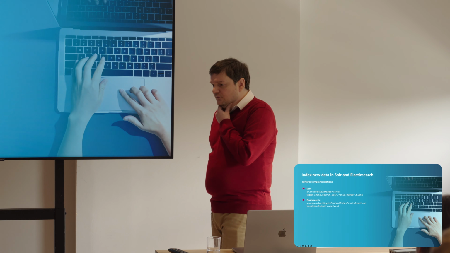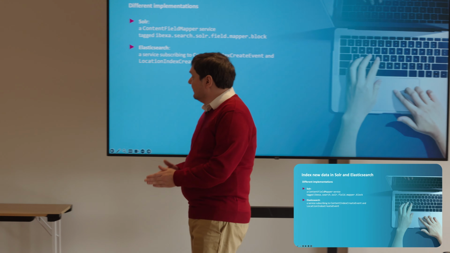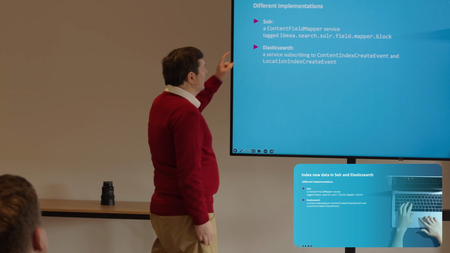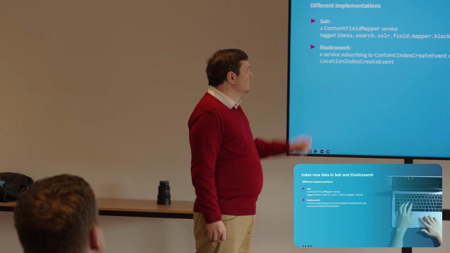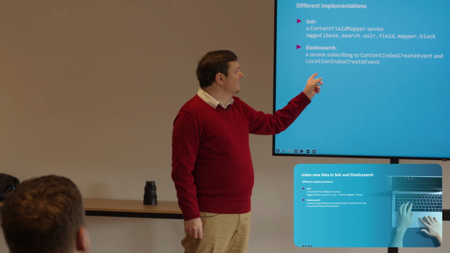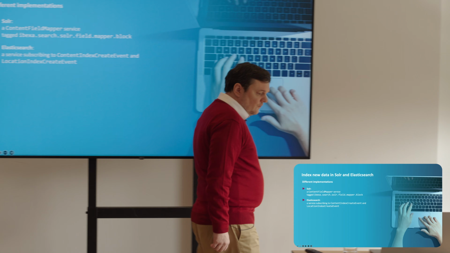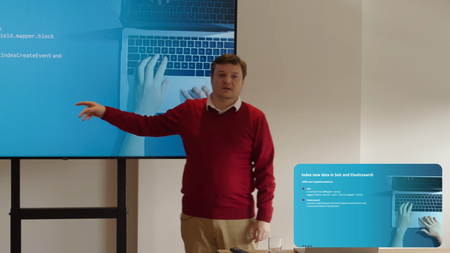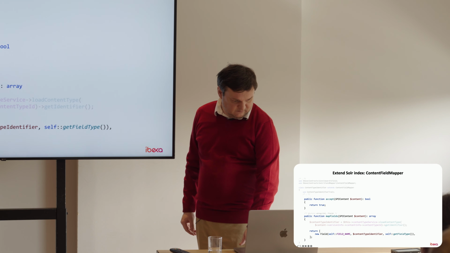So to index new data, Solr and Elasticsearch both have different implementations to handle that. Solr is using a service called the content field mapper, while Elasticsearch uses a service subscribing to two events related to content and location. We often will have this distinction between content and location because some criteria, for example, are supported only by location, like the depth in the tree or things like that.